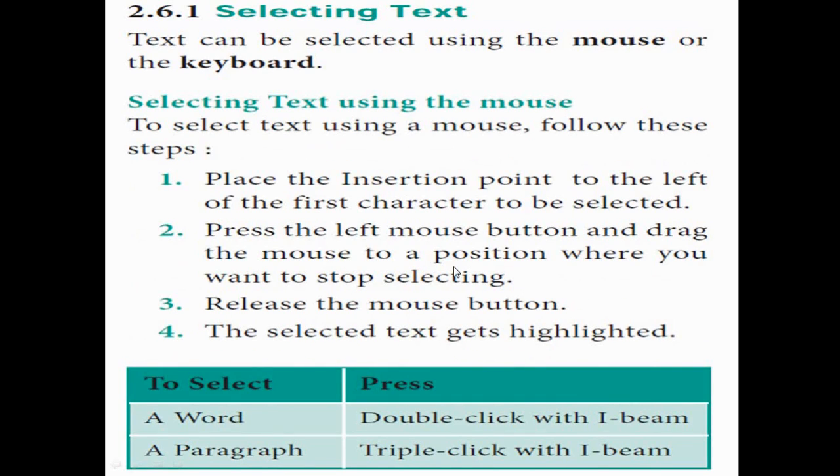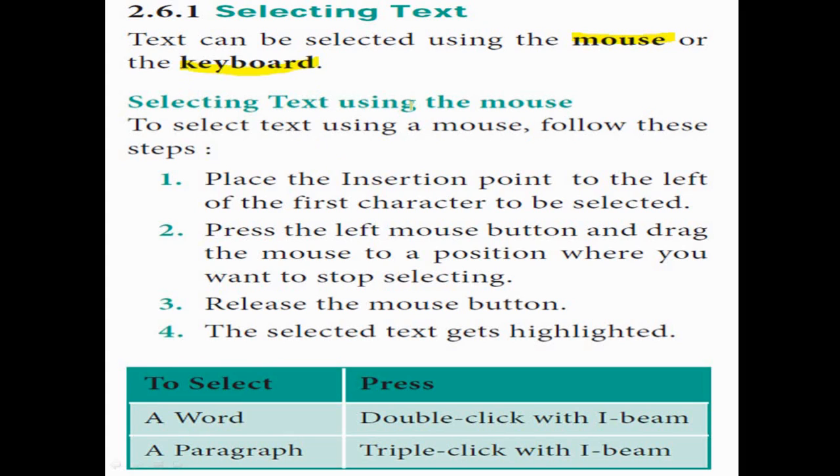Before doing editing, what is the first step, children? If you want to do some editing, you want to delete, or add, or copy, paste, what is the first step? You have to select the text first. How to select a text? There are two ways. Text can be selected using mouse or keyboard.